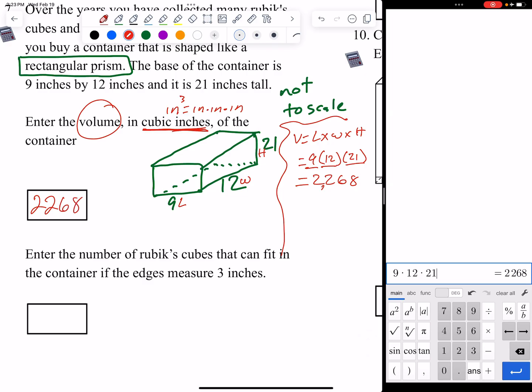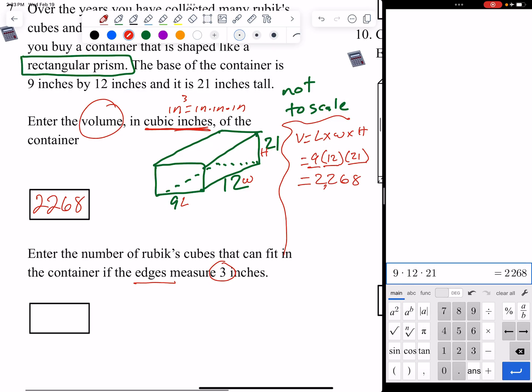Not bad. So now enter the number of Rubik's Cubes that can fit in the container if the edges measure 3 inches. So let me see, a Rubik's Cube, I'm going to do my best to draw this. So there's a square, yeah, it kind of looks like that. It's a 3 by 3 by 3. And I notice something, 3 goes perfectly into that, right? 3 times 3 equals 9. 3 goes perfectly into that one. So 3 times 4 equals 12. And that one is 3 times 7. So what I'm trying to show you is the Rubik's Cubes are going to fit in there perfectly.